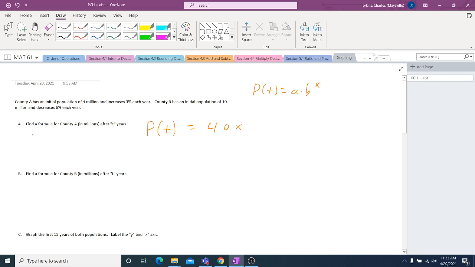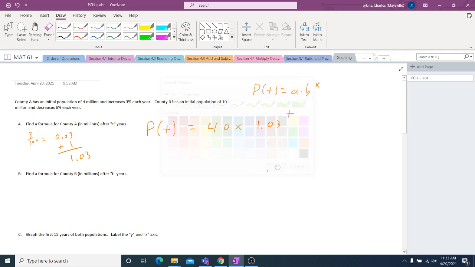it's 3%. You want to just divide it by 100. You should get 0.03. And since this is a growth, you want to add 1. And this is what our growth factor is. That's what our B value is. It's 1.03. Okay, now this is going to be raised to the t power because we want to say after t years.